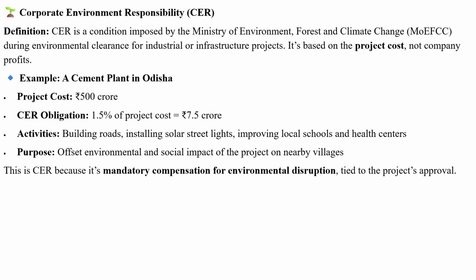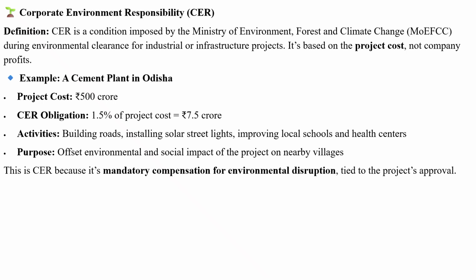For example, a company like A needs to install a cement plant in Odisha. Before getting EC clearance, the Ministry of Environment, Forest and Climate Change imposes that 1.5% of the project cost should be spent on the CER obligation. For example, if the project cost is 500 crores, the CER obligation will be 1.5% of the project cost, that is 7.5 crores.